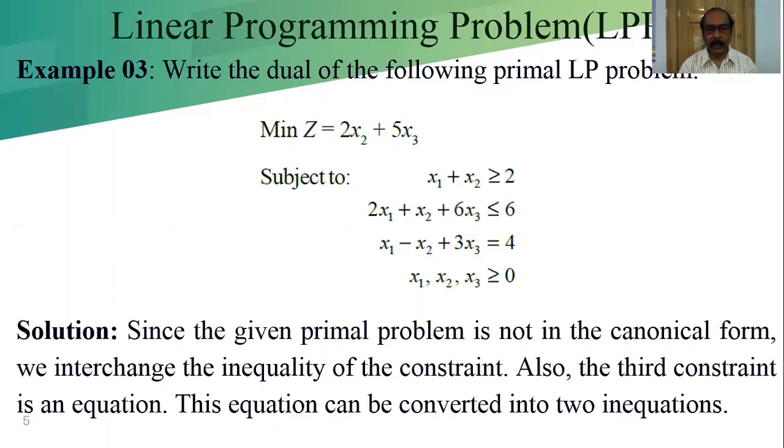This is an equation. That equation we have to break into two inequations. One will be greater than or equal to 4, another will be less than or equal to 4. The less than or equal to 4 one we have to convert to greater than or equal to by multiplying both sides by minus 1. So we move the solution step by step, and all the variables x1, x2, x3 are greater than or equal to 0 for the given problem. That given problem is known as the primal. We have to find the dual of the given primal.